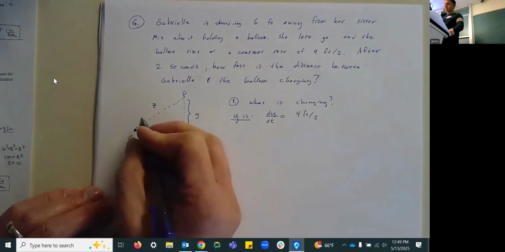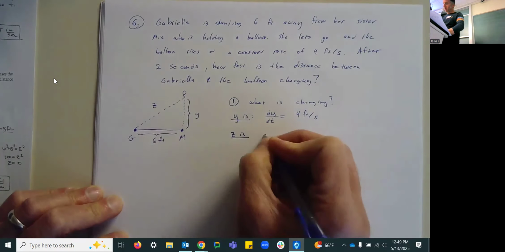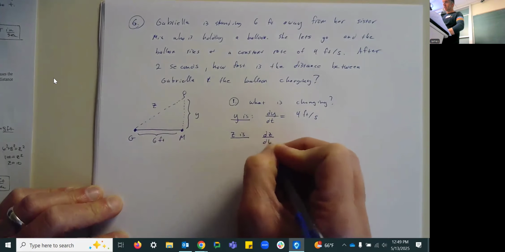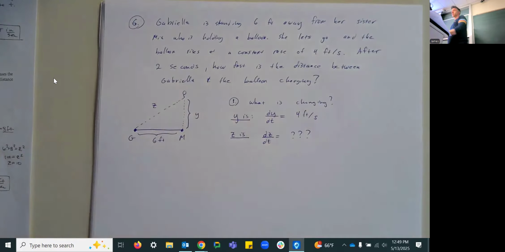And we also know that z is changing, the distance between me and the balloon. The rate of change of z, dz/dt, is equal to, well, that's what we're trying to find. So we've identified the thing that we know is changing, and the thing that we want to find how it's changing. Now we need an equation relating those two variables.